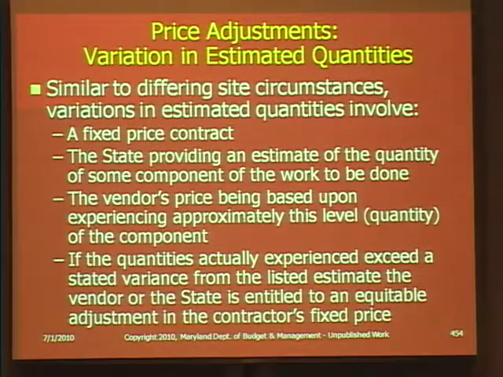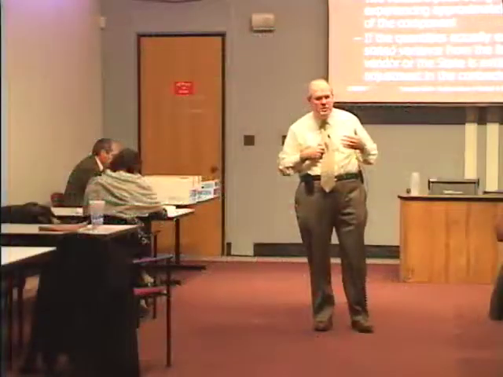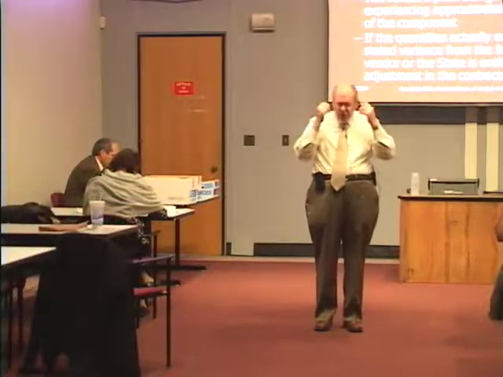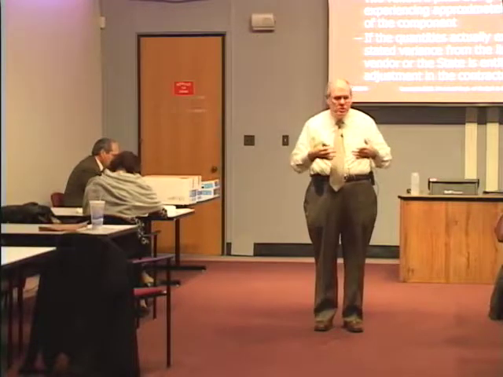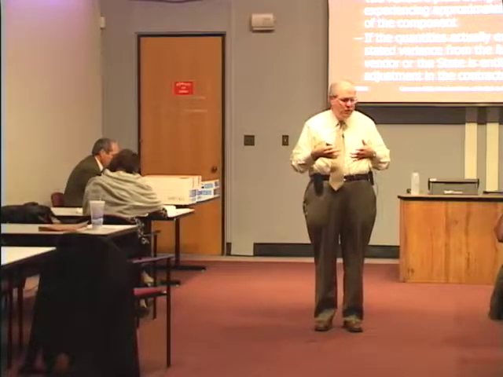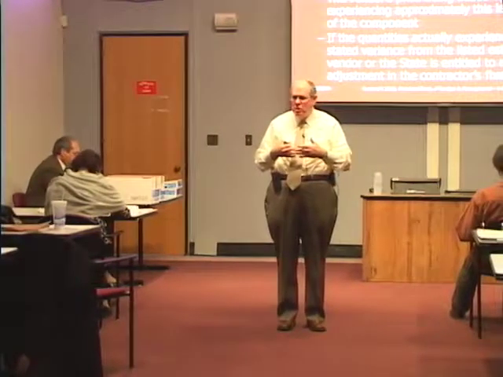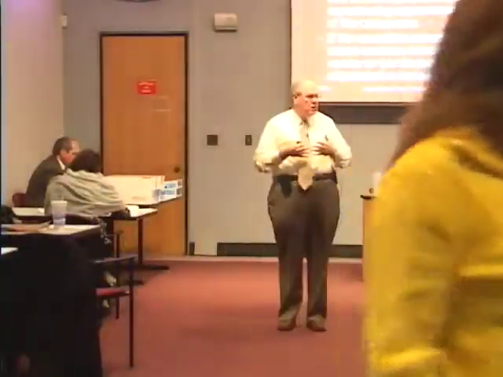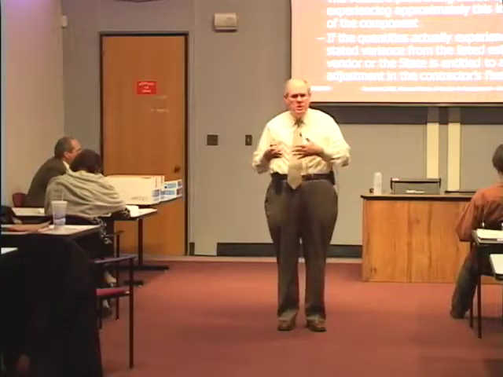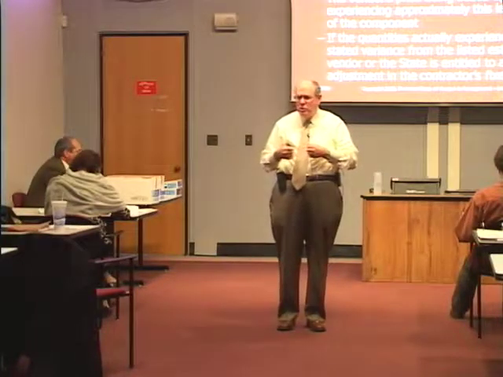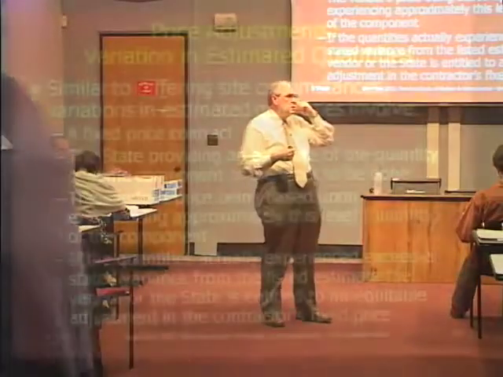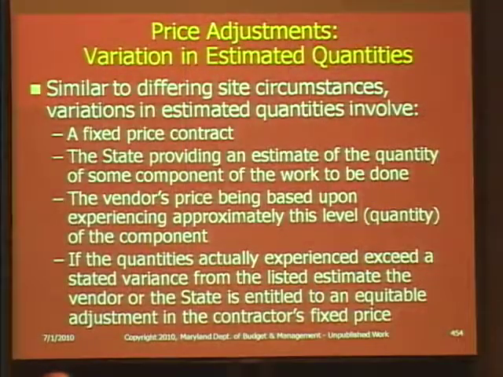This is something that we can benefit if something is less than anticipated. So, differing site conditions is, again, typically construction or something physical in nature where you don't know what you're going to encounter. You're supposed to give a fixed price. If you encounter something markedly different that causes you to incur higher prices, you can get an appropriate adjustment termed equitable adjustment in the price. Variations in estimated quantities is the same basic concept.